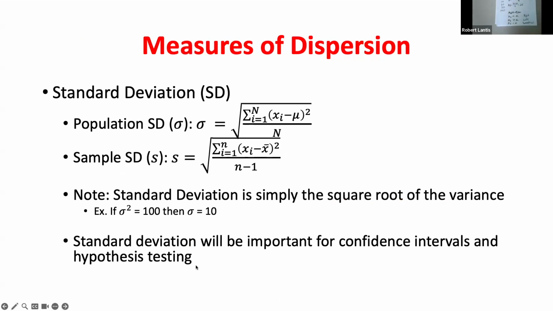And once again, down the road, it'll be more obvious why we need this standard deviation. It's easier to interpret once we get to things like confidence intervals and hypothesis testing. But for now, we just need to know that we can calculate the variance, and if we want the standard deviation, it's just one more step, which is taking the square root.